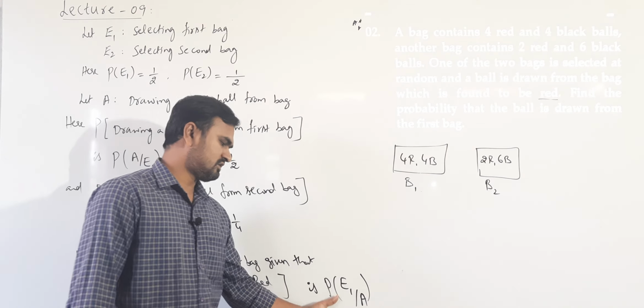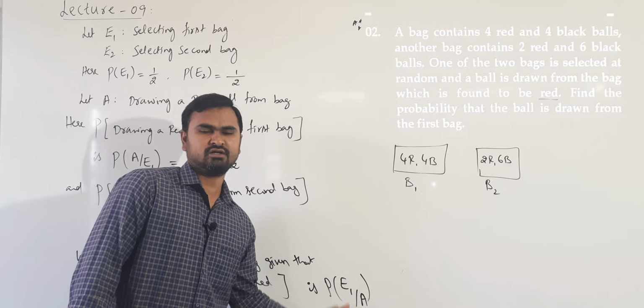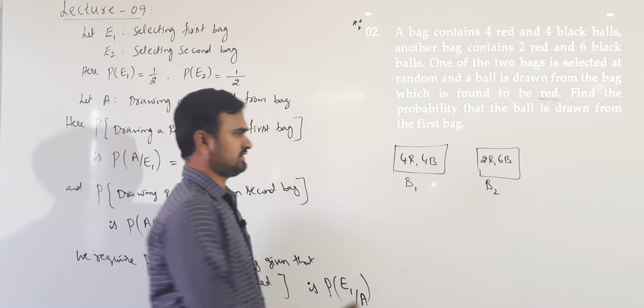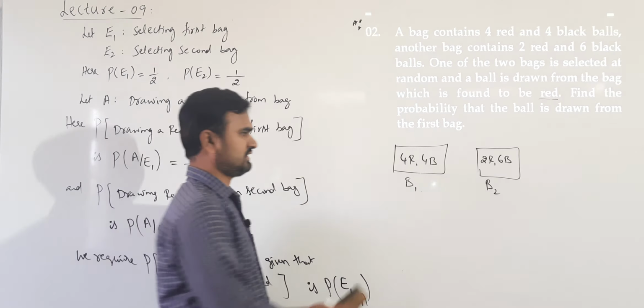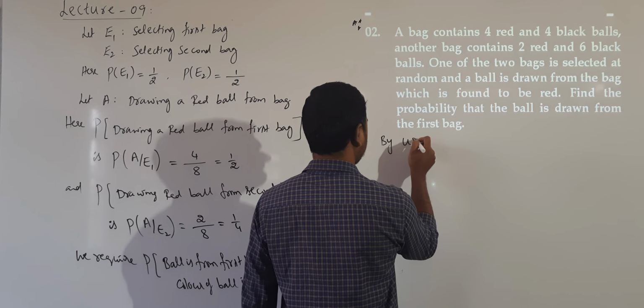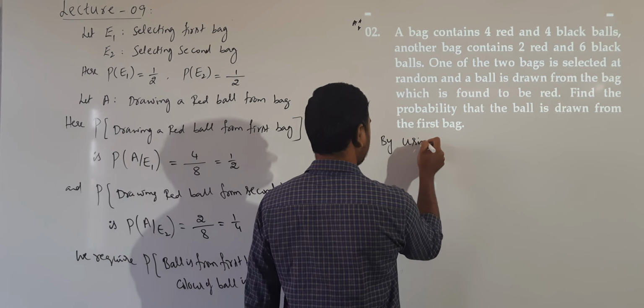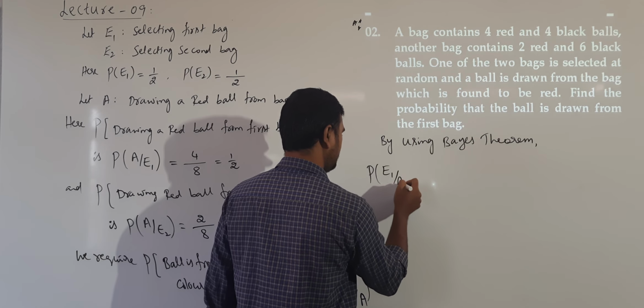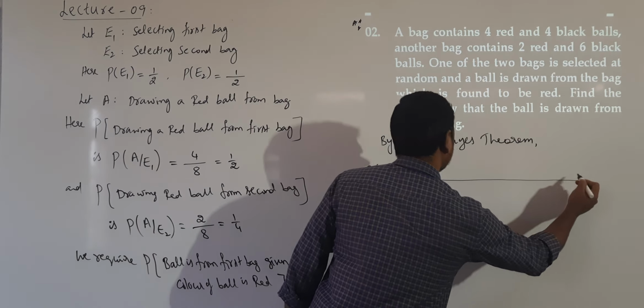Okay. So how can I write P of E1 given A? Already we know that it is a red ball. Now what is the chance that it is coming from the first bag? So that is what we require. So what can we apply here? Bayes theorem. We are finding the reverse probability. Already we know the color of the ball, and I am finding whether it is coming from the first bag. So by using Bayes theorem, what is P of E1 given A? I can write it. First we write the denominator.